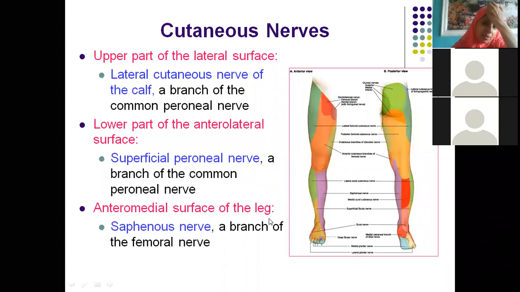Now coming to the cutaneous supply. The upper part of the lateral surface is supplied by the lateral cutaneous nerve of the calf, a branch of the common peroneal nerve. The lower part of the anterolateral surface is supplied by the superficial peroneal nerve, which is a branch of the common peroneal. Then the anteromedial surface, this violet area, whole area, is supplied by the saphenous nerve, which is the anterior branch of the femoral nerve.